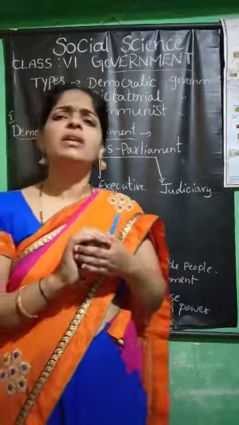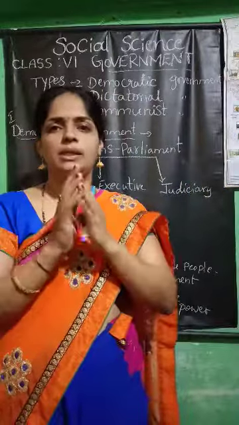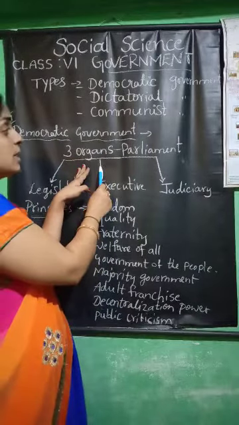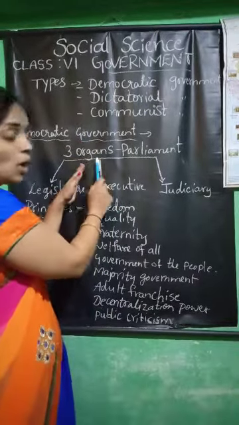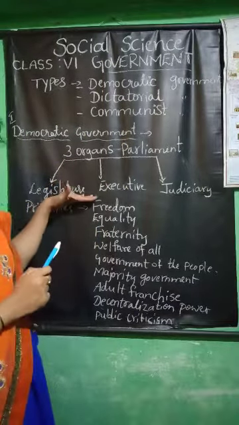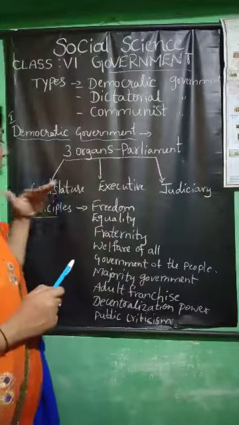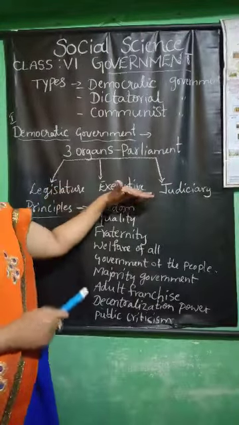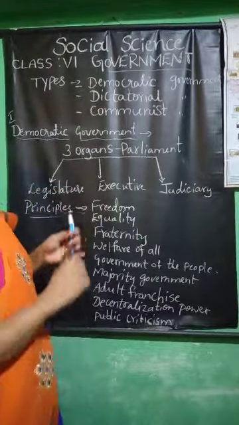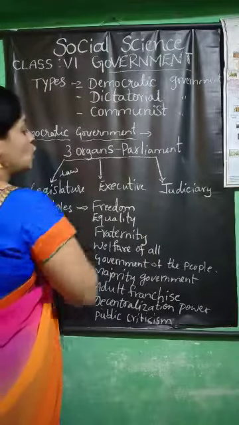Okay. And our parliament, the central government. Central government means there is a parliament that is having three organs. Okay, this parliament is having three organs. What type of three organs is it having? For example, legislature, executive, judiciary. These are the three organs of the government. Legislature, executive and judiciary. So the legislature makes the law. What does it make, children? It makes the law.